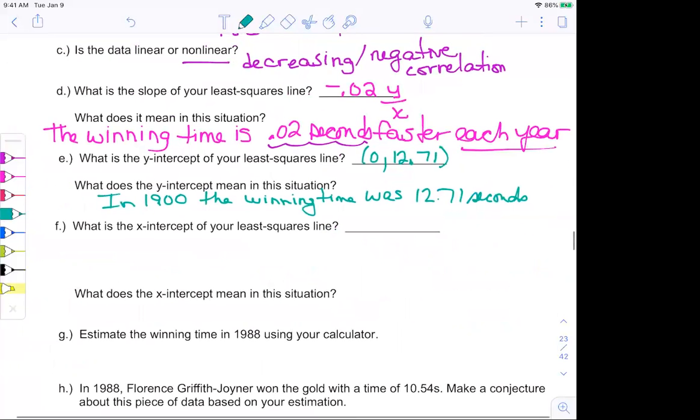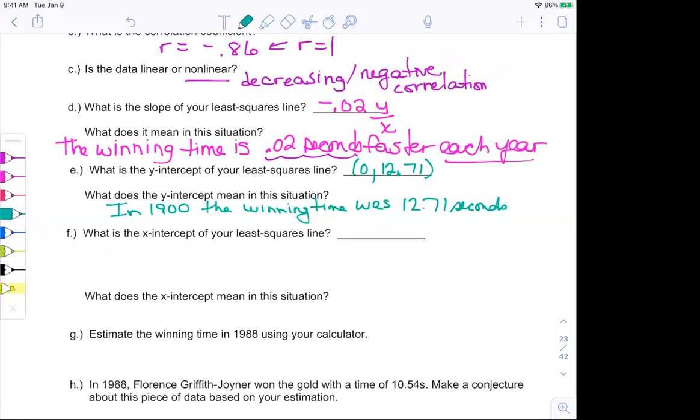Letter F says, what is the x-intercept of this line? So see if you can get that x-intercept of the line. If you haven't done so already, set it equal to 0, and get the value for x. And then write it as an ordered pair.